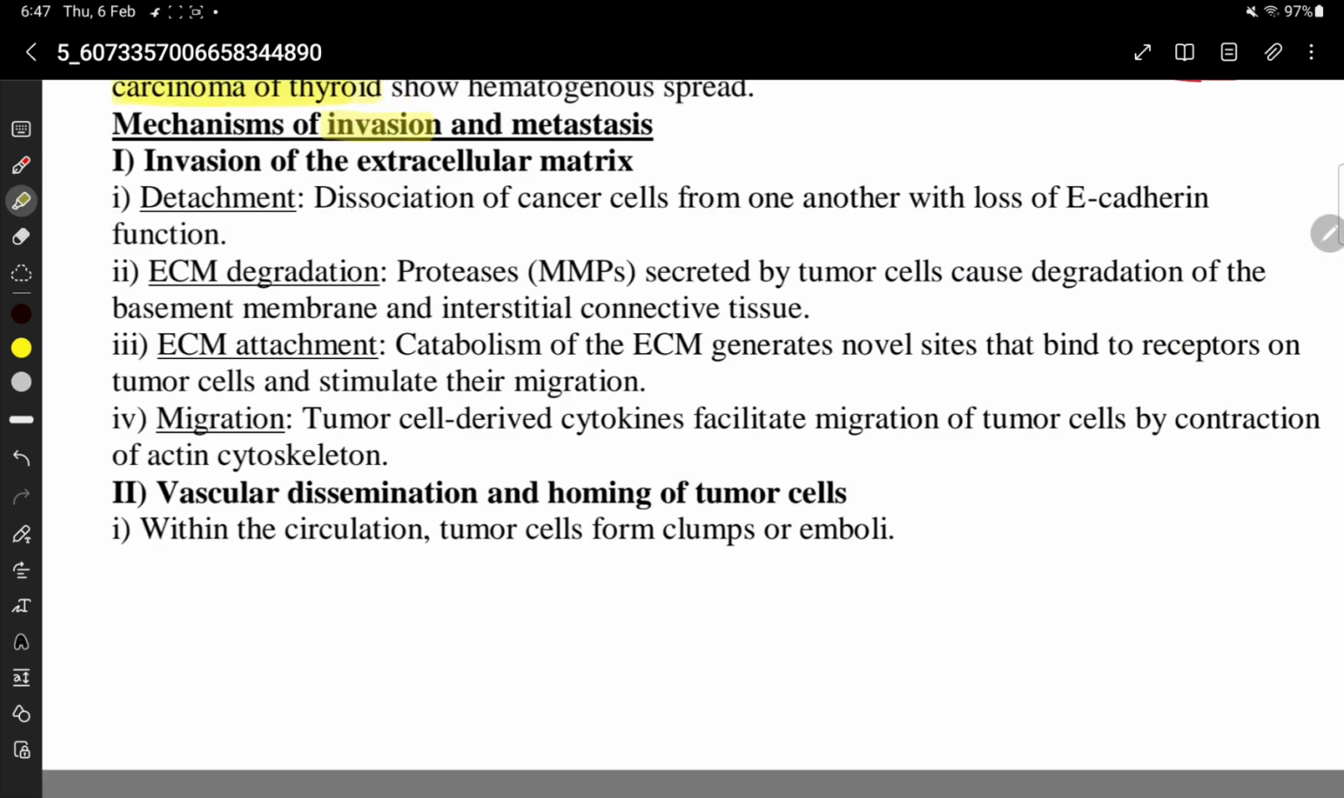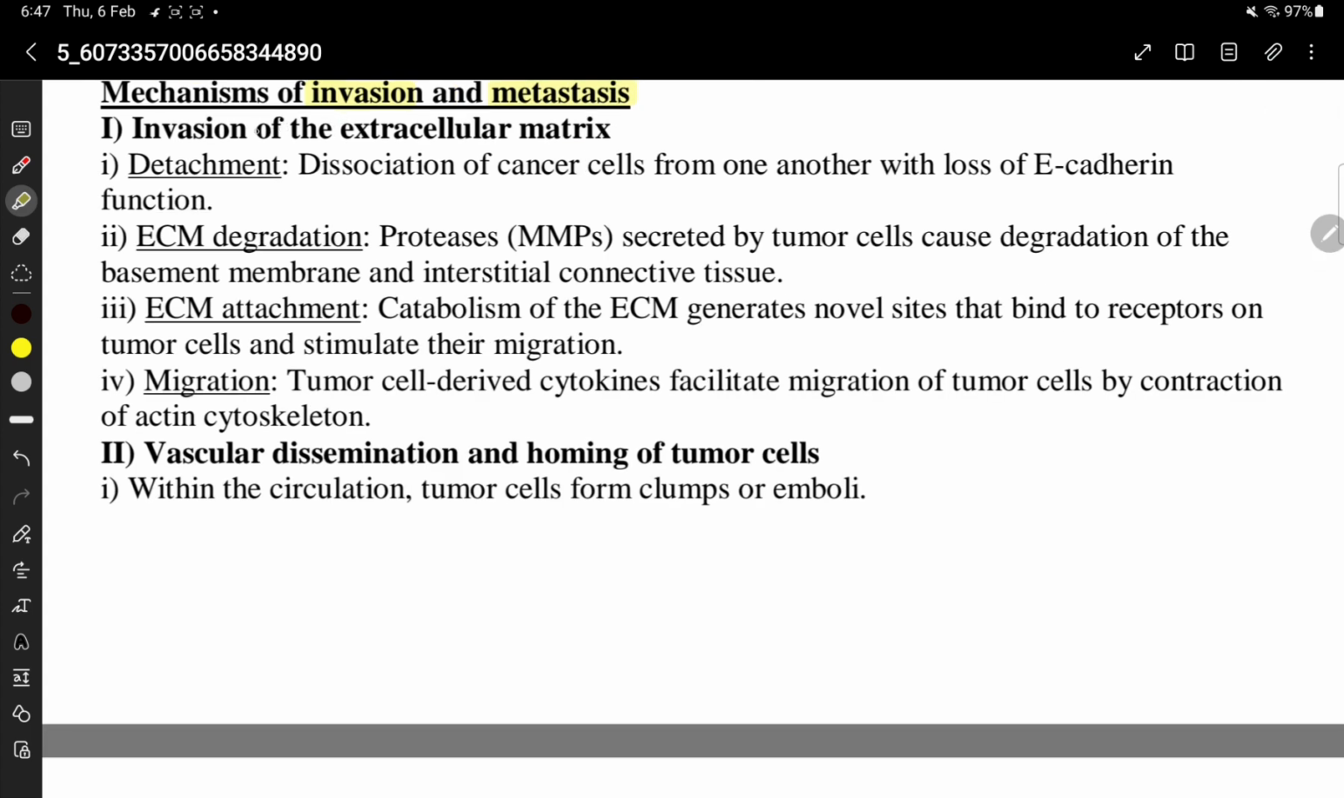Mechanisms of invasion and metastasis. Invasion of the extracellular matrix begins with detachment, the dissociation of cancer cells from one another with the loss of E-cadherin function.